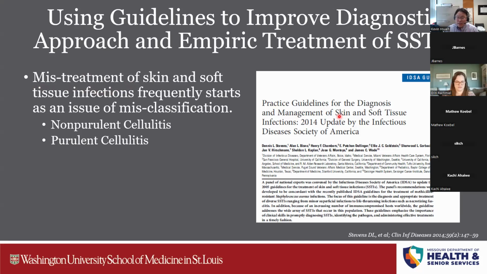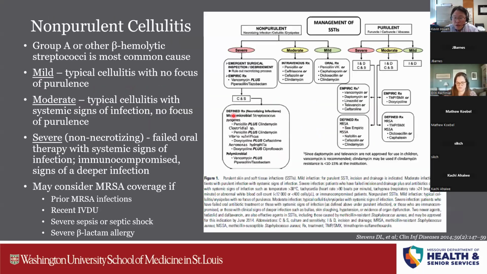This patient didn't need vancomycin. It often starts as a misclassification, or I should say underclassification. A lot of providers don't have an understanding that cellulitis is now differentiated into non-purulent cellulitis and purulent cellulitis. Non-purulent cellulitis is almost always caused by group A or other beta hemolytic strep. Basically, things that are sensitive to basic penicillin or first-generation cephalosporins, and almost always don't need vancomycin. So mild and moderate non-purulent cellulitis don't need vancomycin.